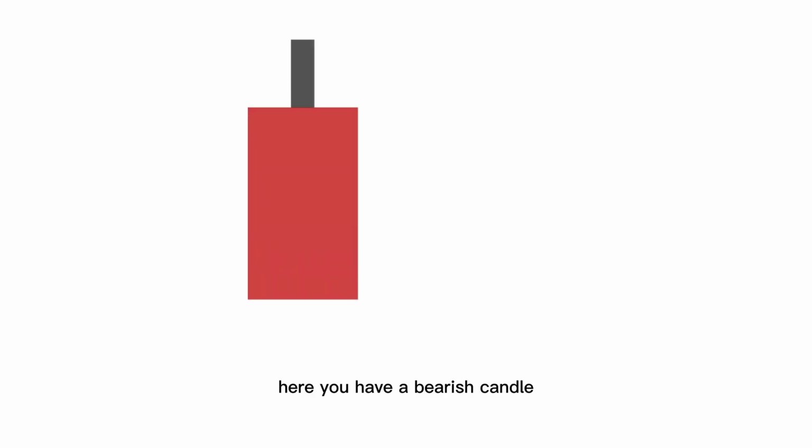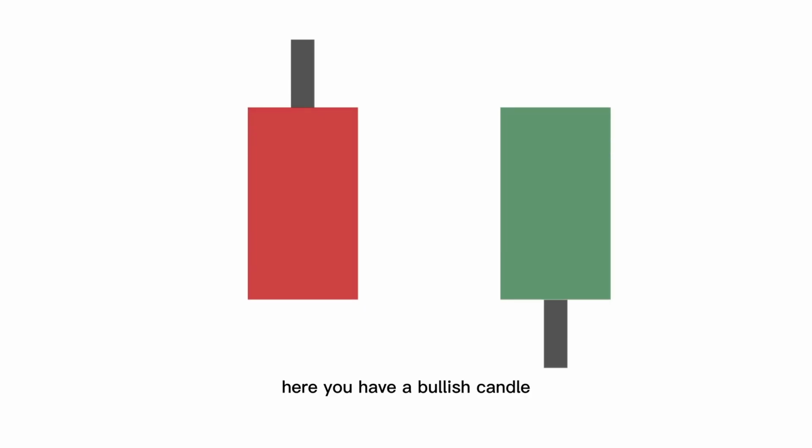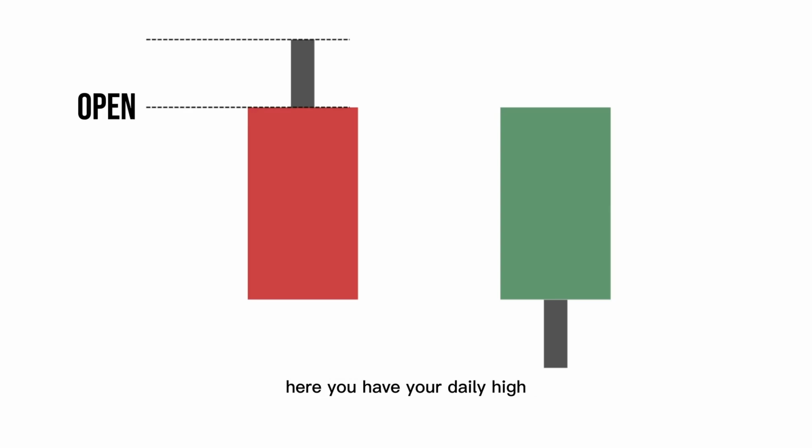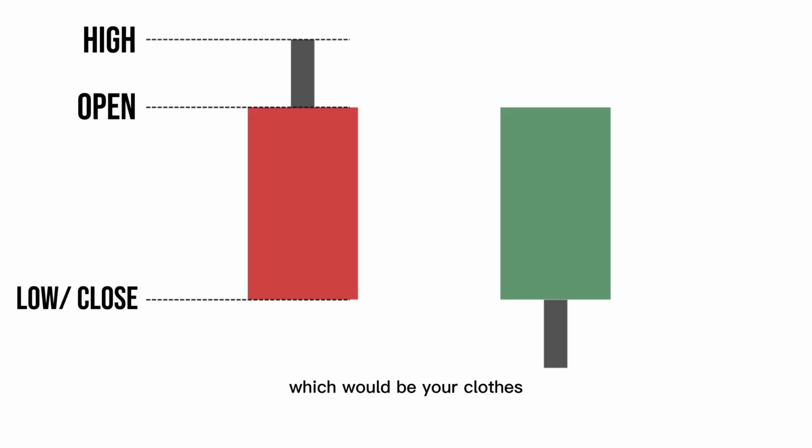Here you have a bearish candle. Here you have a bullish candle. Here you have your candle open, which would be your daily open. Here you have your daily high. And here you have your daily low, which would be your close.